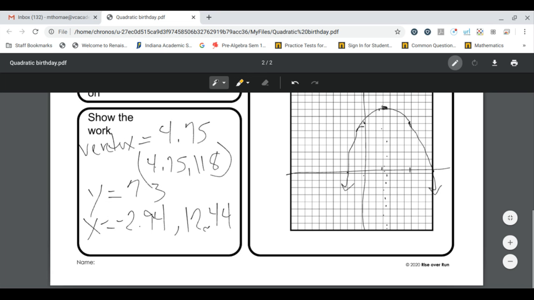That's it. Super easy. That'll be your last test grade. So I want you to graph your birthday in quadratics.